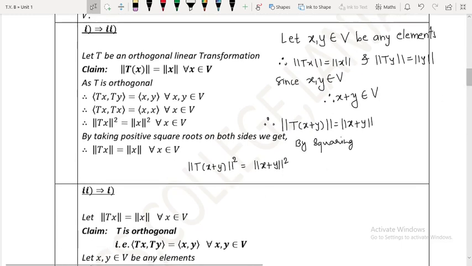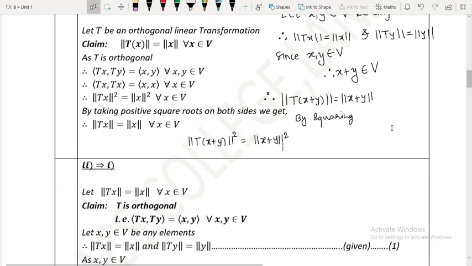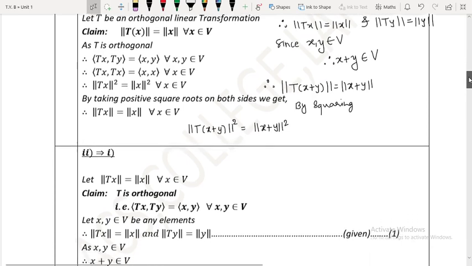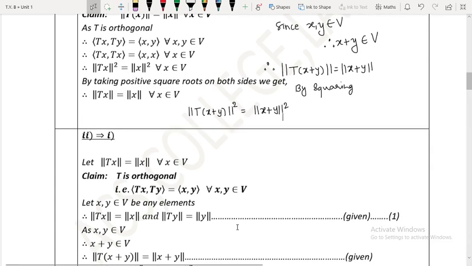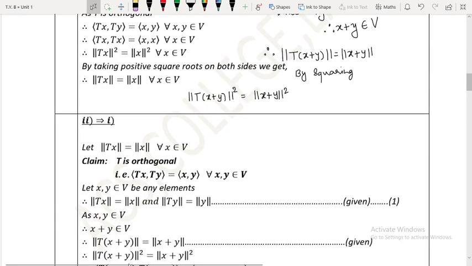So that is what I have said, let x, y belong to V be any elements as explained. So therefore norm of Tx will be equal to norm of x, and this will happen since it is given only, and I have called it as 1. So as x, y belong to V, therefore x plus y belongs to V, therefore this will happen, and therefore norm of T of x plus y squared will be equal to norm of x plus y squared.